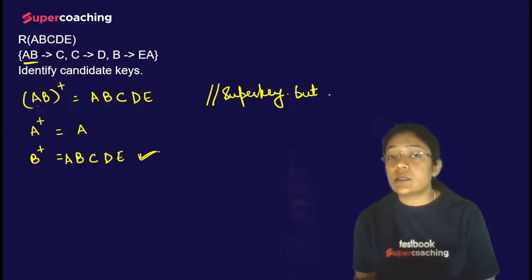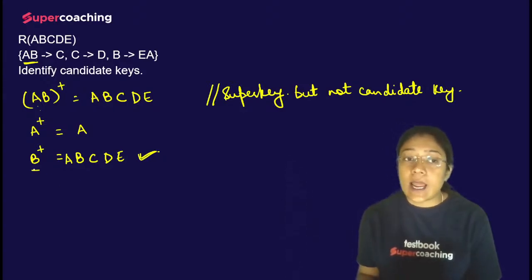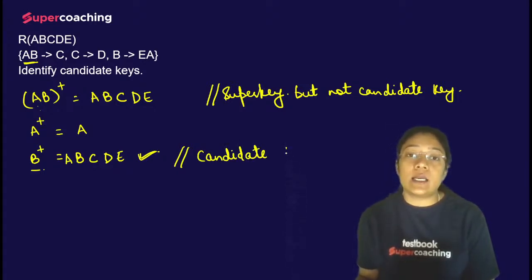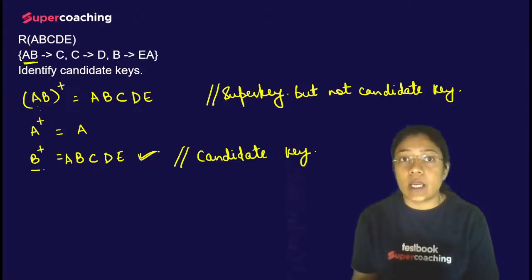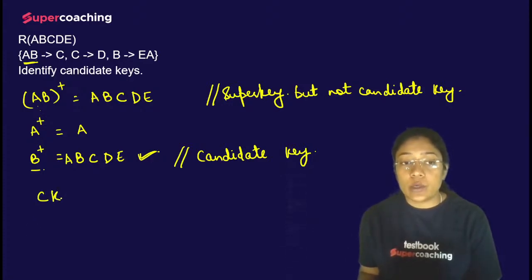Here AB is a super key but not a candidate key because it's not containing the minimum number of attributes. So what is the candidate key here? Candidate key is B. This is the candidate key. So whenever you determine candidate keys, if a composite key is coming, always check that it's minimal, its subset should not be determining the attributes of the relation. Okay, so here we will return the result. So B is the candidate key.